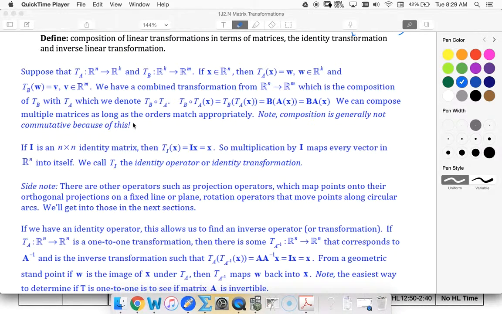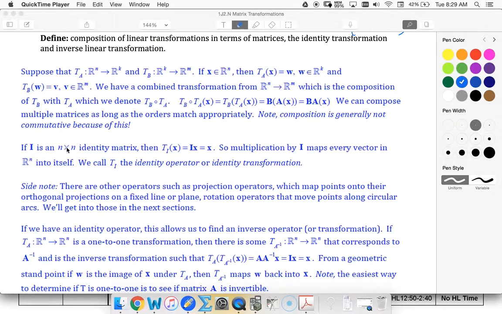So as long as our orders match, then we can compose the transformations. But because the orders need to match, generally matrix composition is not commutative. So in this case, we couldn't compose T sub A with T sub B because T sub B would output Rm, but we need an Rn to put in. So our resulting transformation here is going to go from Rn, because that's what we put in first, and Rm is what we get out.